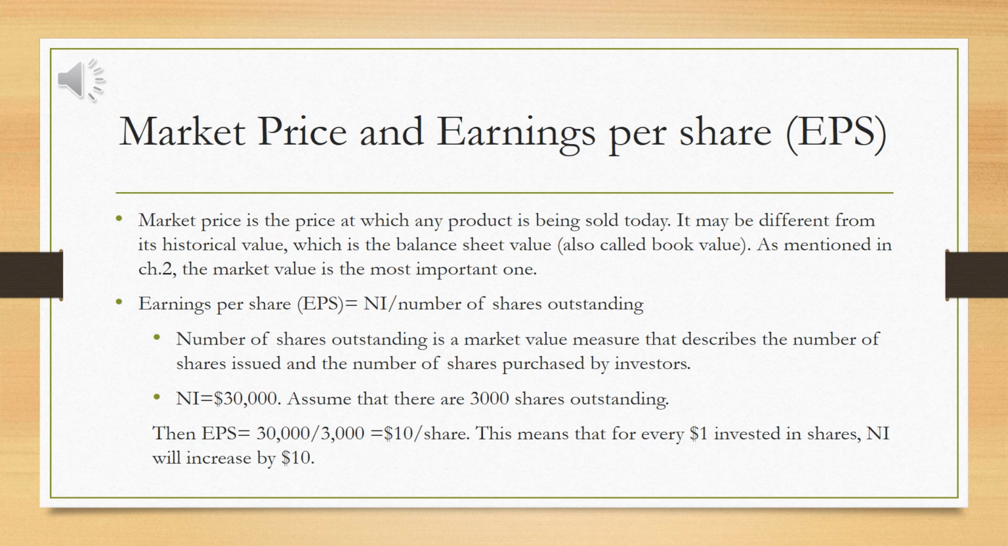Earnings per share equals net income over number of shares outstanding. Number of shares outstanding is a market value measure that describes the number of shares issued and the number of shares purchased by investors. Net income equals 30,000. Assume that there are 3,000 shares outstanding. Then, earnings per share equals 30,000 over 3,000, which is $10 per share. This means that for every $1 invested in shares, net income will increase by $10.